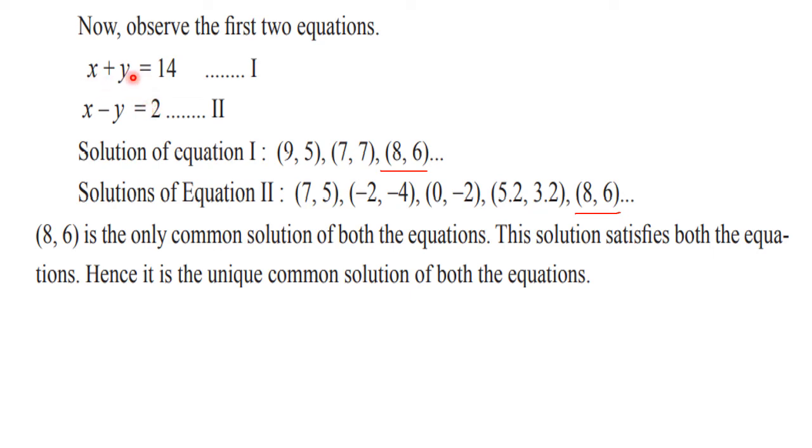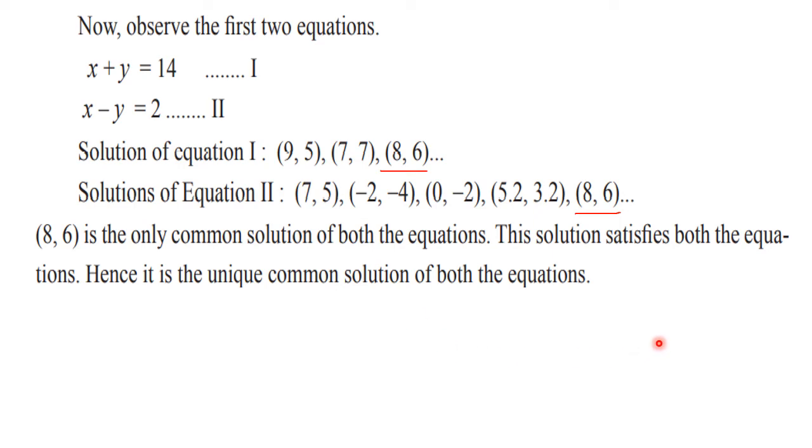See, 8 plus 6 is 14 and 8 minus 6 is 2. So here it is the only common solution. No other value of x and y is going to satisfy both the equations. When we think of one equation, there are infinitely many solutions. But when we think of two equations together, we get one and only one common solution here. So we can say that (8, 6) is the unique solution for both the equations.